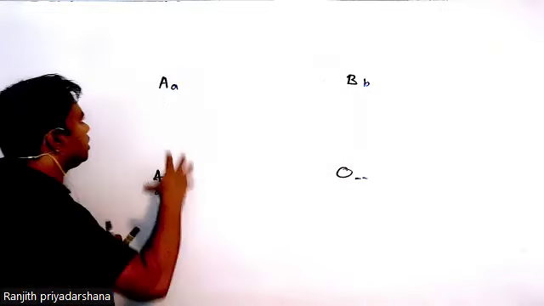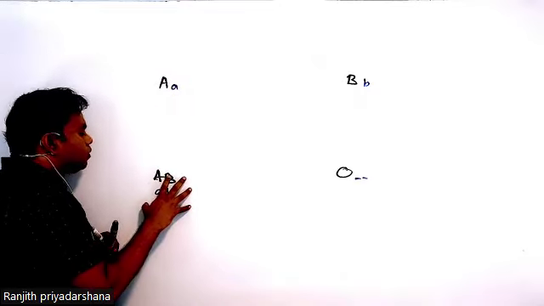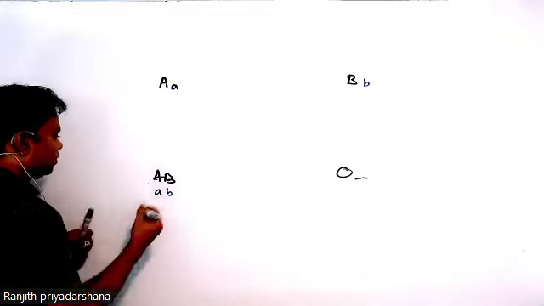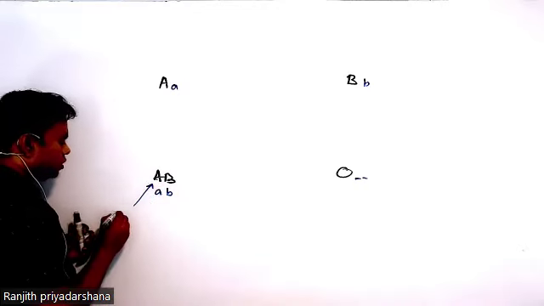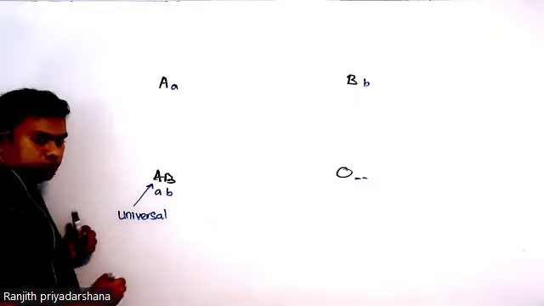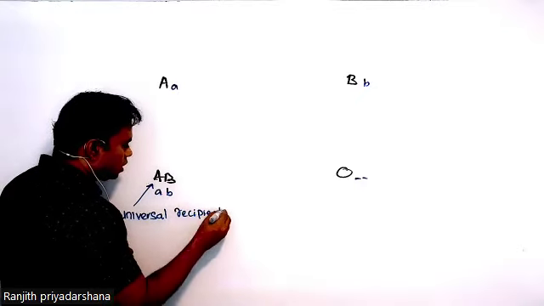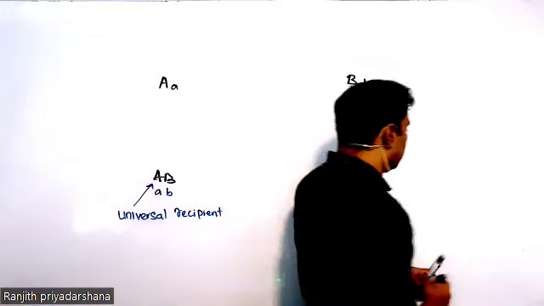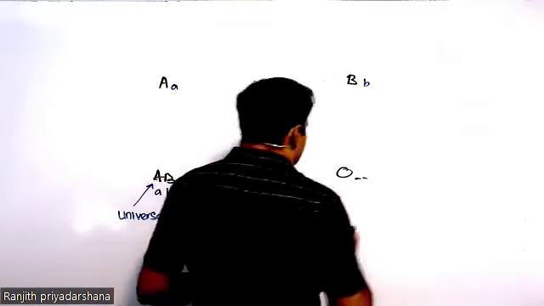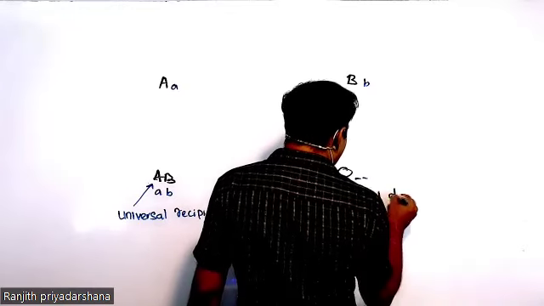Right. Imagine AB can receive blood from anyone else. Therefore it's called the universal recipient. Or O can give blood to anyone else containing the main blood groups A, B, AB. So that's the universal donor.